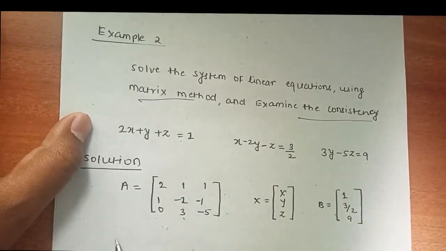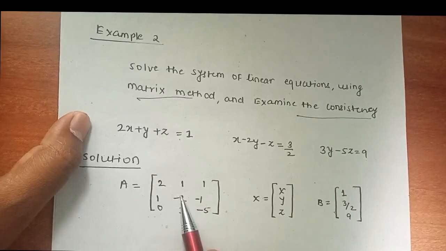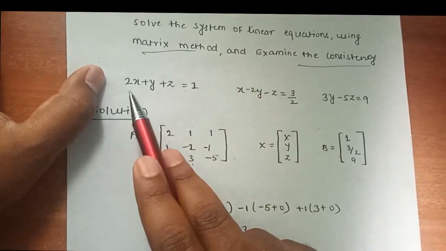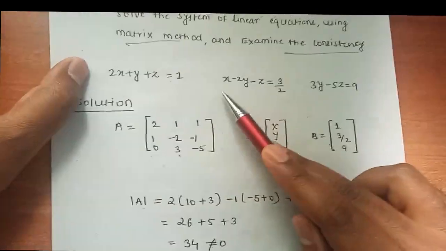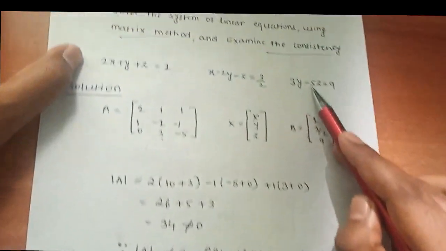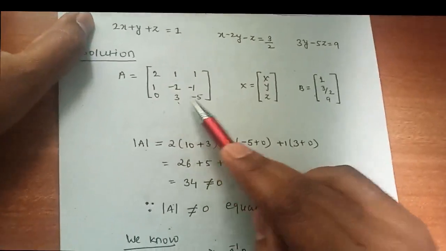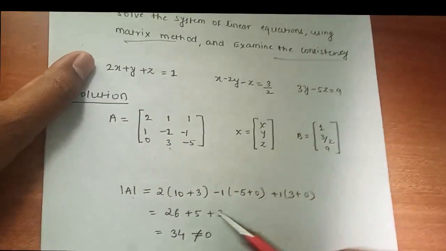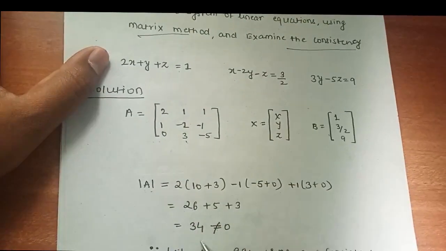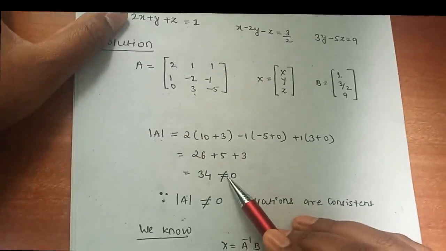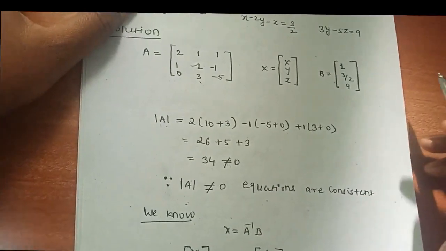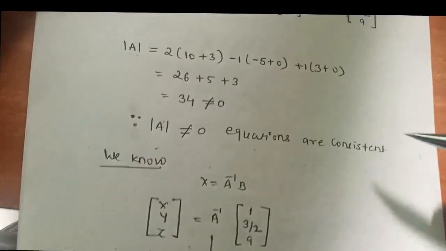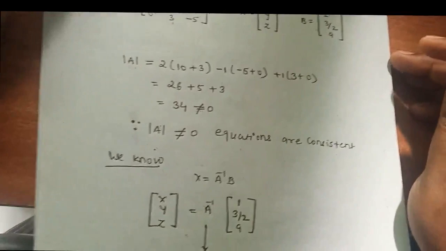Now form the matrices first. This is A, this is X, this is B. So the A matrix we can find by taking the coefficients. 2, 1, 1 will be the first row, 1, minus 2, minus 1 will be the second row, 3, minus 5, and X is not there, so we can take 0. So 0, 3 and minus 5. X is the variable matrix and B is the constants. Now find the determinant. After expansion of the determinant, we will get the answer as 34. 34 is a non-zero value. If non-zero, the equation is consistent. If the determinant answer is non-zero, then consistent, and if it is 0, then the equations are inconsistent.